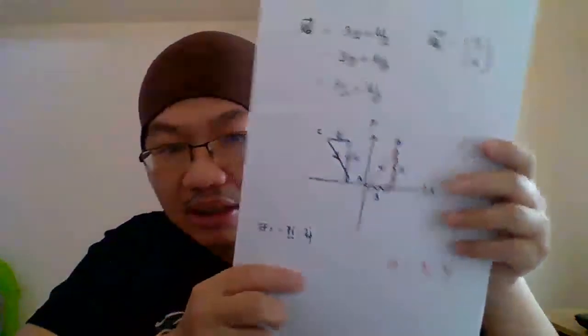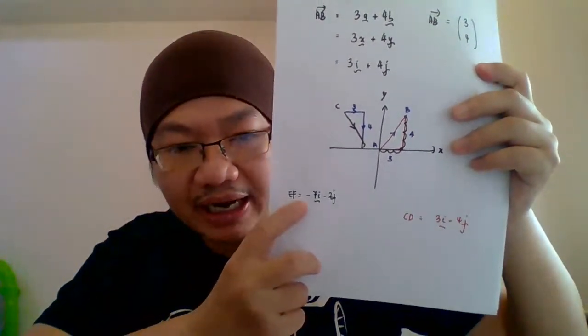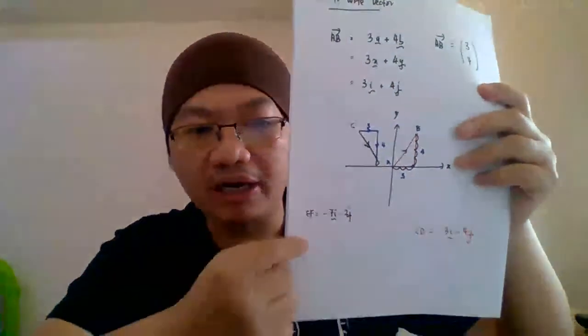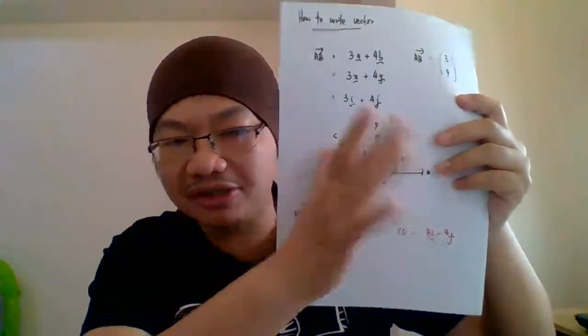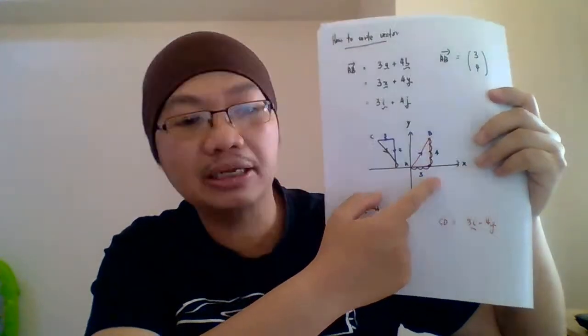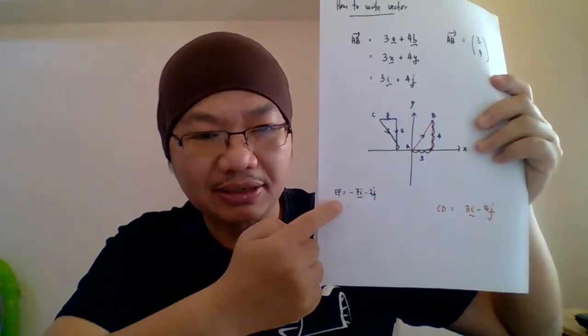Now how about the third example? Let's say both of my vector values are negative, negative A and negative B. Let's say I have vector EF equals negative 7i minus 2j. This is my example. So how do we draw this in our Cartesian plane? Because the first quadrant and second quadrant already have drawings, let's say on your fourth quadrant, we draw this vector.